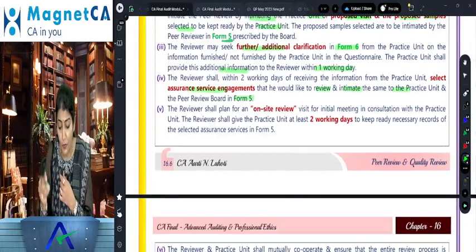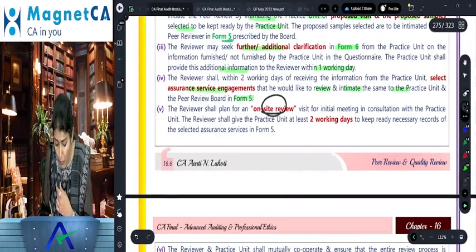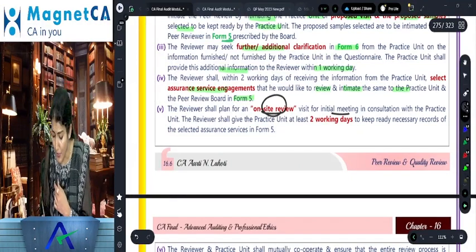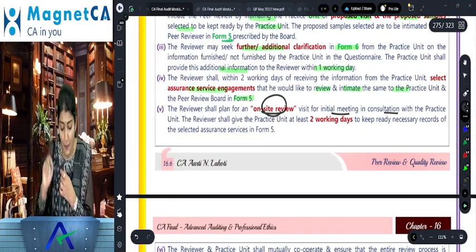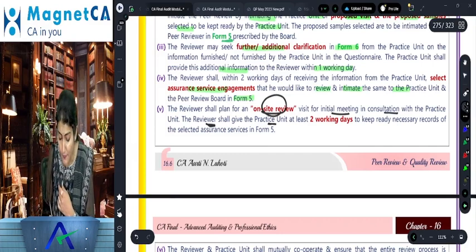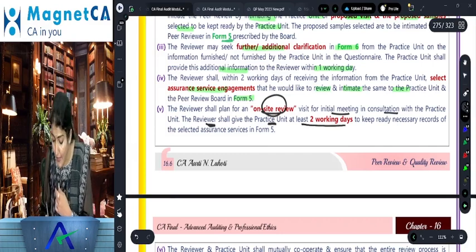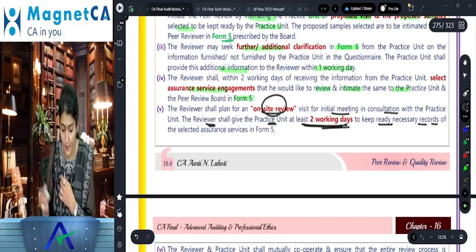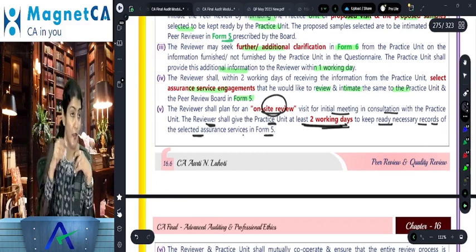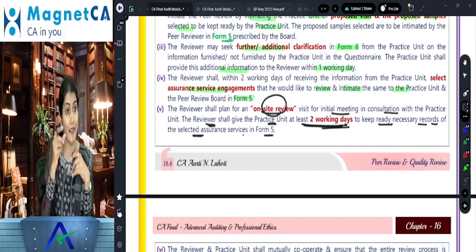And then the reviewer will plan the on-site review visit for the initial meeting in consultation with the practice unit, and the reviewer will give the practice unit at least 2 working days to keep the necessary records for the selected assurance services in the Form 5. Earlier they used to give 15 working days. Now they have directly brought it down to 2 working days.